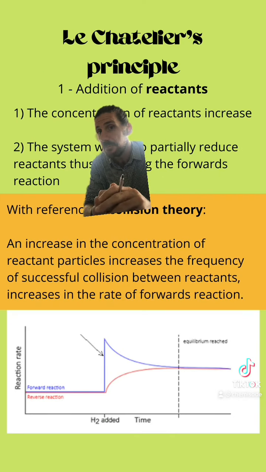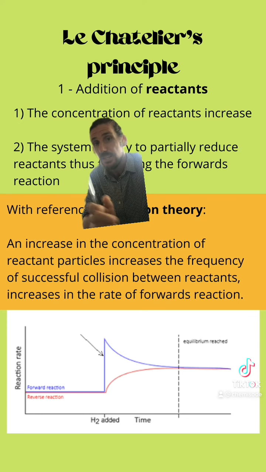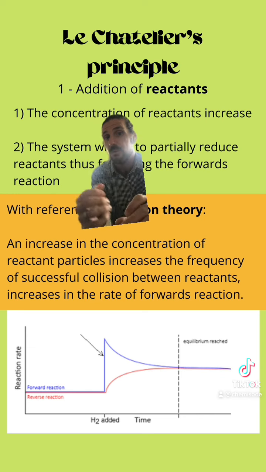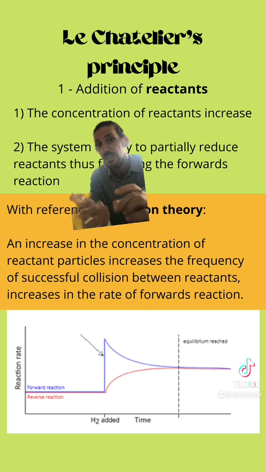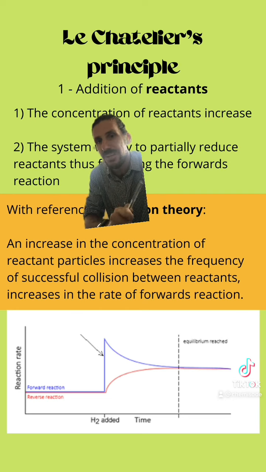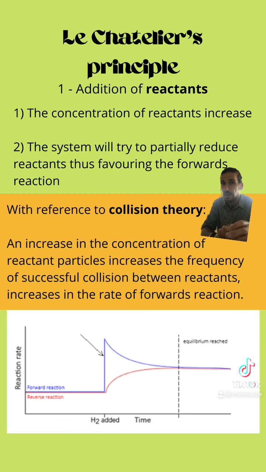The first and probably most obvious way of producing more products is to add more reactants to our system. By adding more reactants, initially what's going to happen is our reactants are going to increase. That's logic, isn't it? By adding more reactants to a system, we have a sharp increase in reactants. Le Chatelier's principle suggests that we want to partially oppose that change. So what that means is we're going to try and react our reactants together and push the reaction forwards, producing more products.